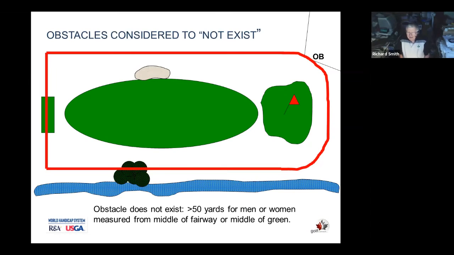Obstacles that are considered to not exist. If an obstacle is more than 50 yards measured from the middle of the fairway or the middle of the green, it is considered that it does not exist on that hole. Used to be that we had different values there for the men and women, but that's been revised and is now 50 yards for both men and women.